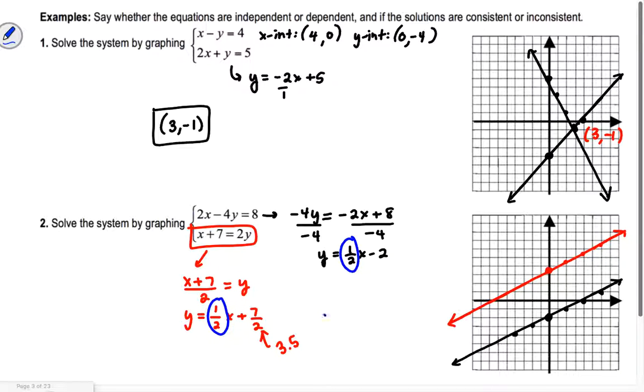All right, so they have the same slope, so these are parallel. So what this means is that these are never going to intersect. They're going to keep going up and over at the same rate. So that means that this is going to be no solution.